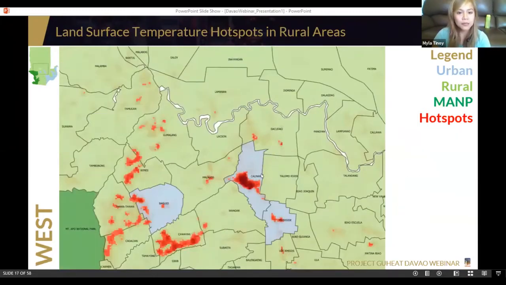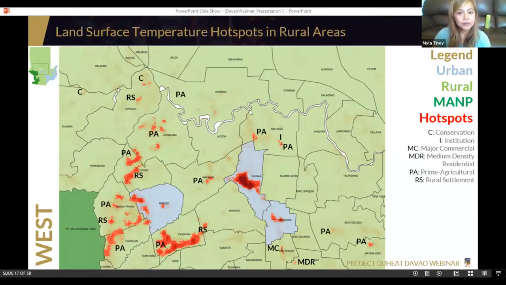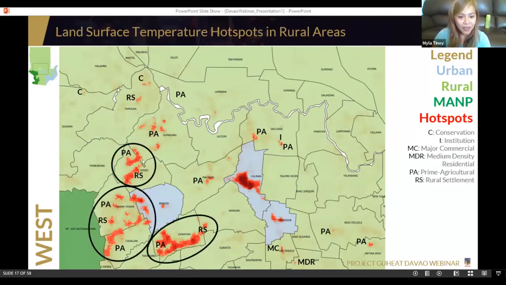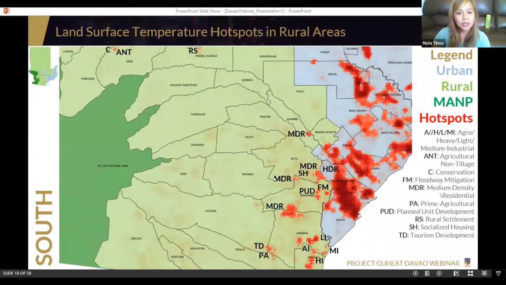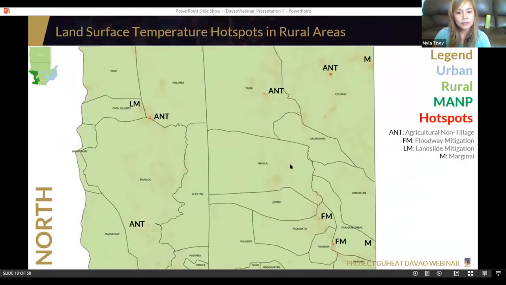Then, unexpectedly, in the west of Davao, we were dismayed to discover that there were hotspots present in the less developed areas near Mount Apo National Park, and are classified as prime agriculture, rural settlement, and conservation. These areas should be monitored regularly. Urban LST hotspots expanded in southern Davao and small communities in northern Davao.